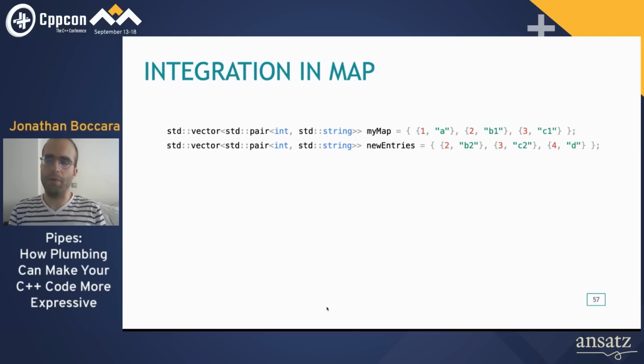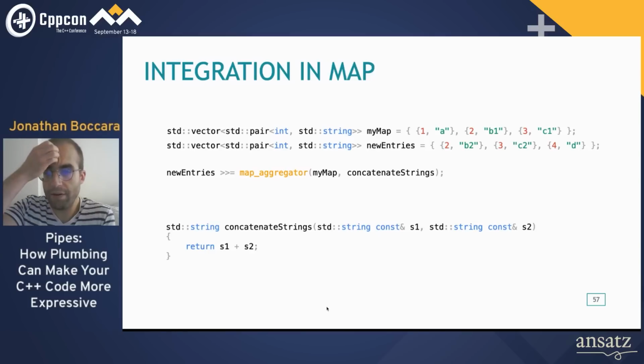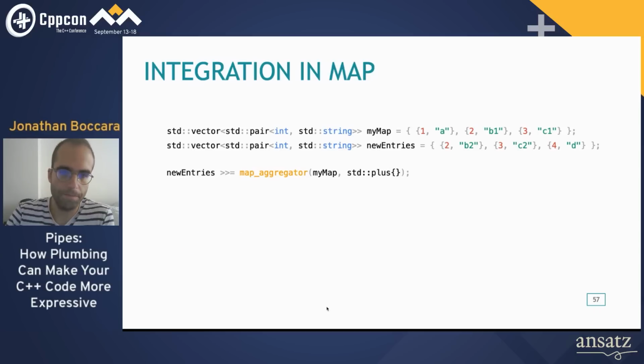So in this case, for example, let's say we'd like to aggregate the strings, to concatenate the strings, and we'd like to have 2 and B1, B2. We can use this ending pipe, which is map aggregator, that does just that. You pass it a destination and a way to aggregate values if keys match. In our example, the values to aggregate are just strings, so it consists in adding them. We can just use std::plus, for example.